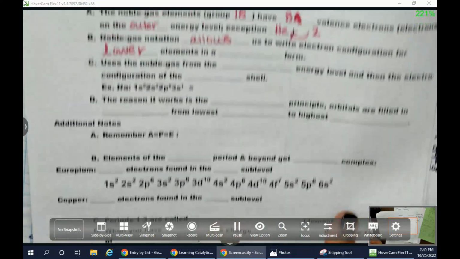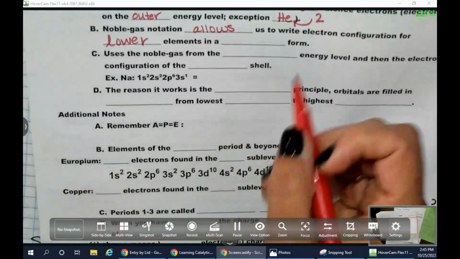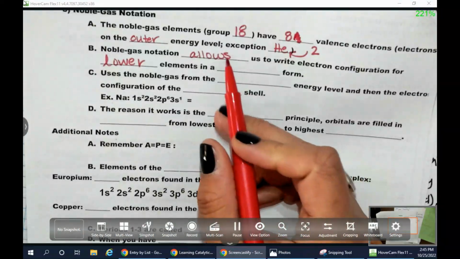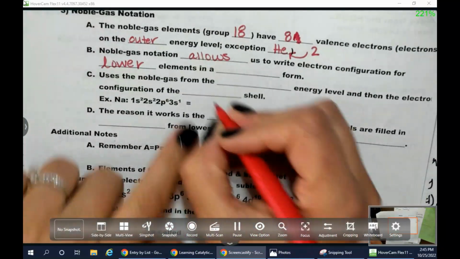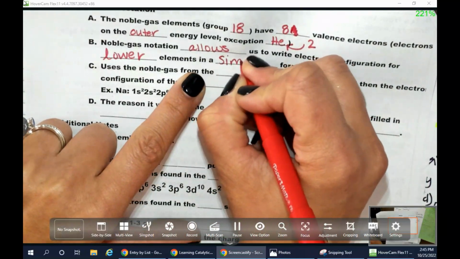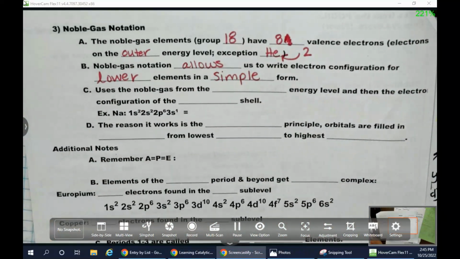I'm realizing that's not actually what it would have been, but that's okay. We'll move on. So, but we're going to write these elements that are lower on the periodic table in a simpler form. Okay, so it's kind of like short. Some people call it shorthand notation. You'll be hearing me call it noble gas notation as much as I can.